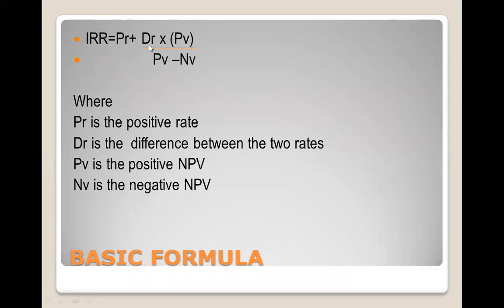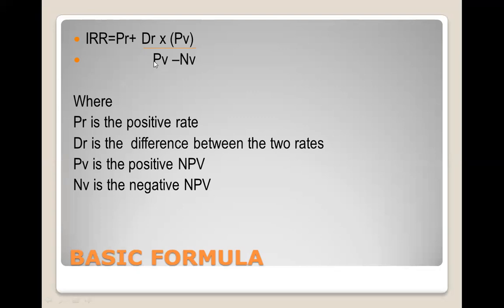We are starting with the PR. To compute the internal rate of return, we take the rate PR, which is the positive rate. You take the rate that is giving you a positive NPV, then you add the difference between the two rates. The DR is the difference between the two rates. Let's say we've got 15% and 20%. You say 20 minus 15, that's the difference that you put in here on DR. Then you multiply by PV. PV is represented by the positive NPV, the positive NPV in dollars.